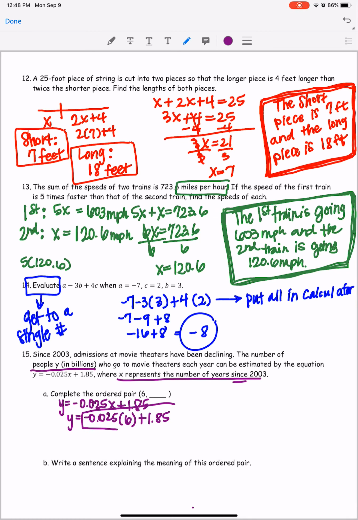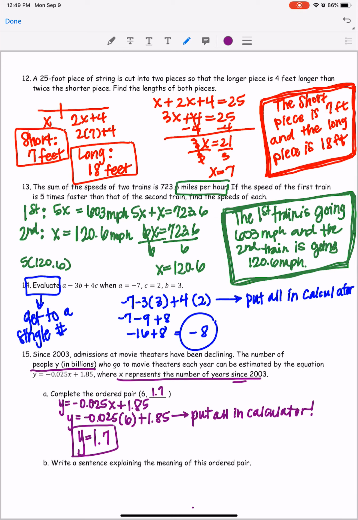You've got everything on one side of the equation. Put all of this in your calculator just like it looks. So, negative 0.025 times 6 plus 1.8. We get y equals 1.7. So that's what goes here.